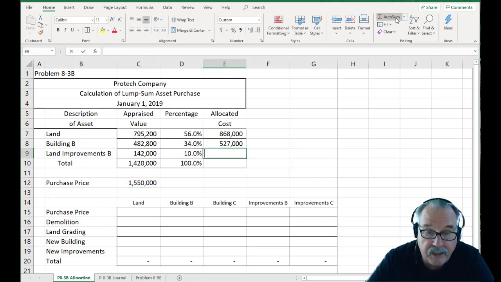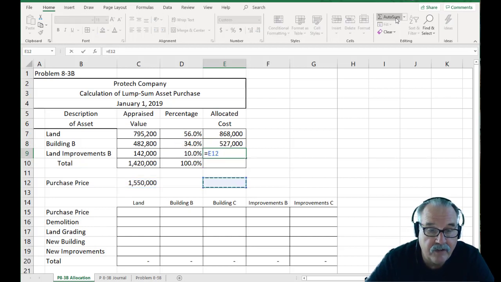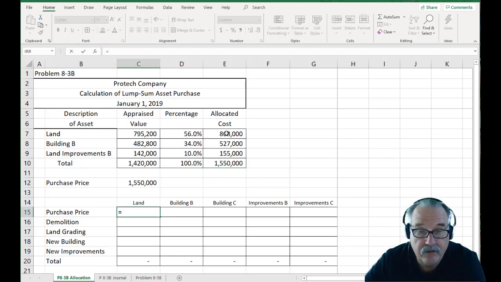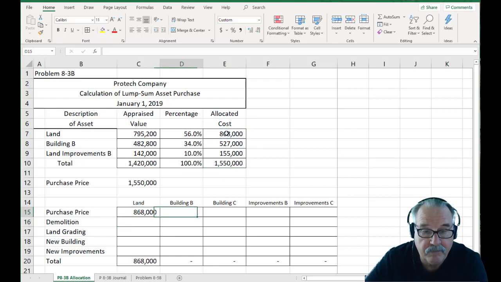The land is going to have now a cost of $868. The building B is going to have a cost of $527, and the land improvements B is $155. So we're going to now plug these into my schedule down below.